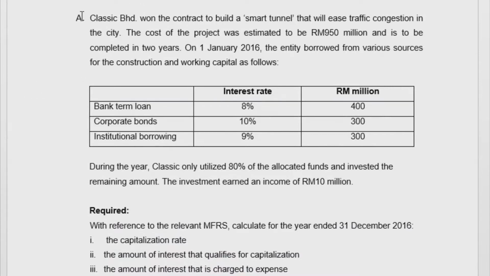But before that, the question says that Classic Berhad won the contract to build a smart tunnel that will ease traffic congestion in the city. The cost of the project was estimated to be RM950 million and is to be completed in 2 years. On 1st January 2016, the entity borrowed from various sources for the construction and working capital, as below. So we can see the interest rate and the amount. We have 3.